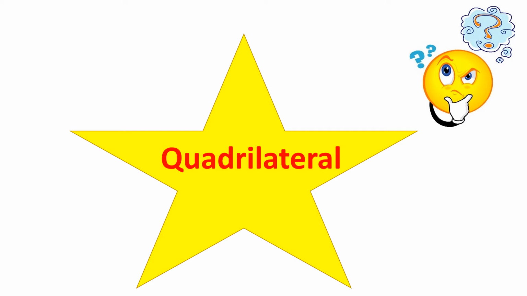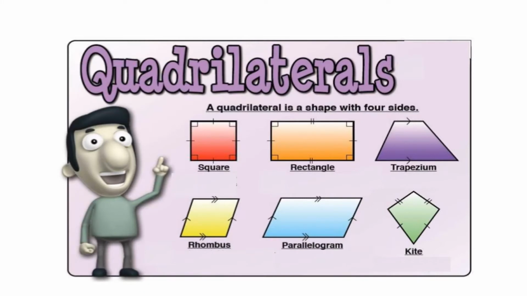This was our star word for yesterday and for today, the word quadrilateral. Quadrilaterals are shapes with 4 sides: squares, rectangles, trapeziums, rhombuses, parallelograms, and kites. All of these shapes are quadrilaterals. Each of them has 4 sides.